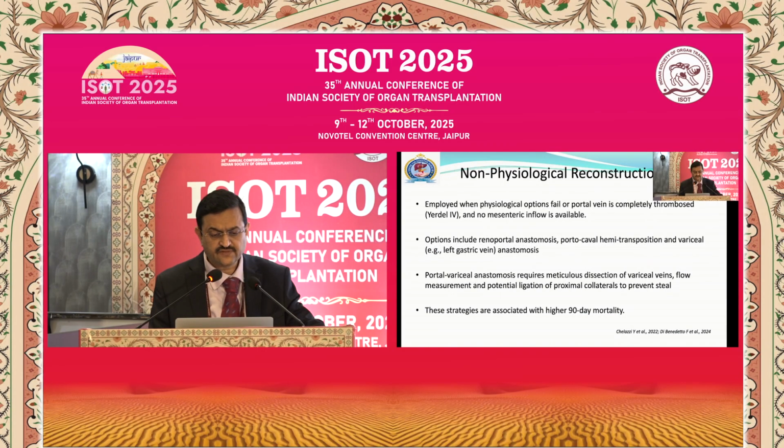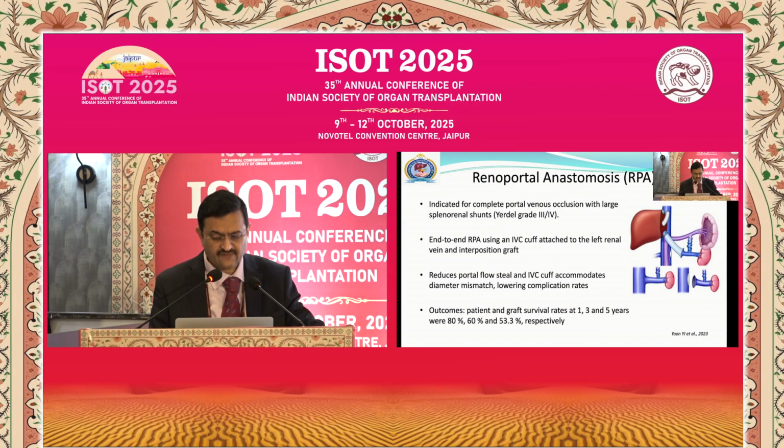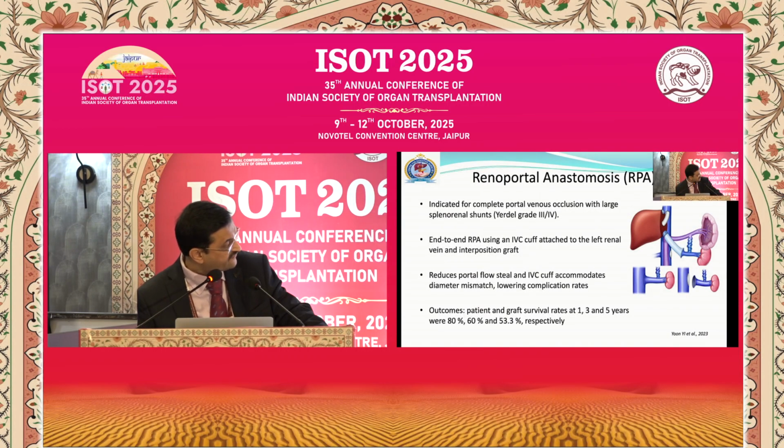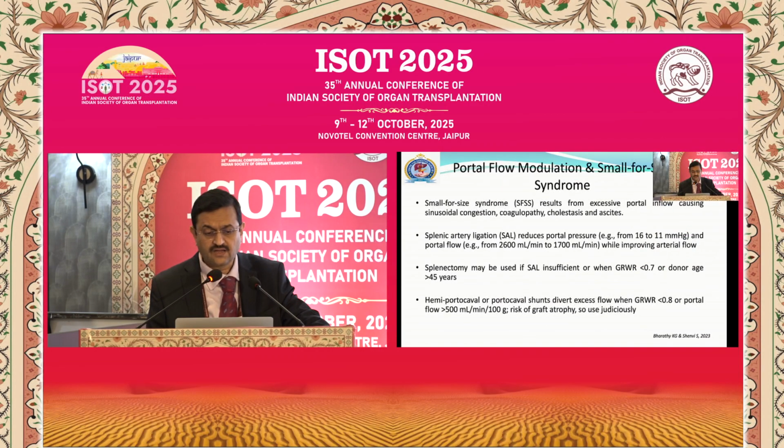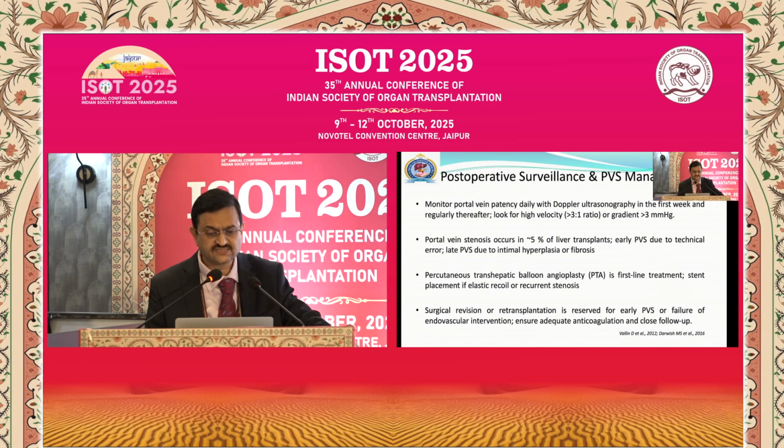If you have to use the renoportal, if even from the SMV you're not able to get the inflow, then you end up doing a renoportal anastomosis, which is technically a non-physiological reconstruction. But if you don't have any other option, then that's the fallback option. We have in fact done a hemi-cavoportal transposition as well. So that is another thing which can be done. Portal inflow modulation, there is the next talk on small for size, so I'll skip that.